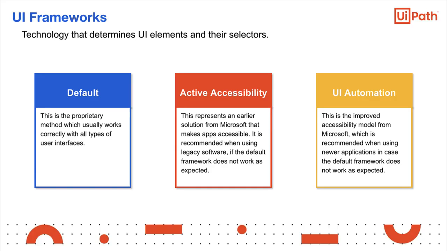Active Accessibility represents an earlier solution from Microsoft that makes apps accessible. It is recommended when using legacy software if the default framework does not work as expected. UI Automation is the improved accessibility model from Microsoft, which is recommended when using newer applications in case the default framework does not work as expected. The selectors generated may be very different from one framework to another.